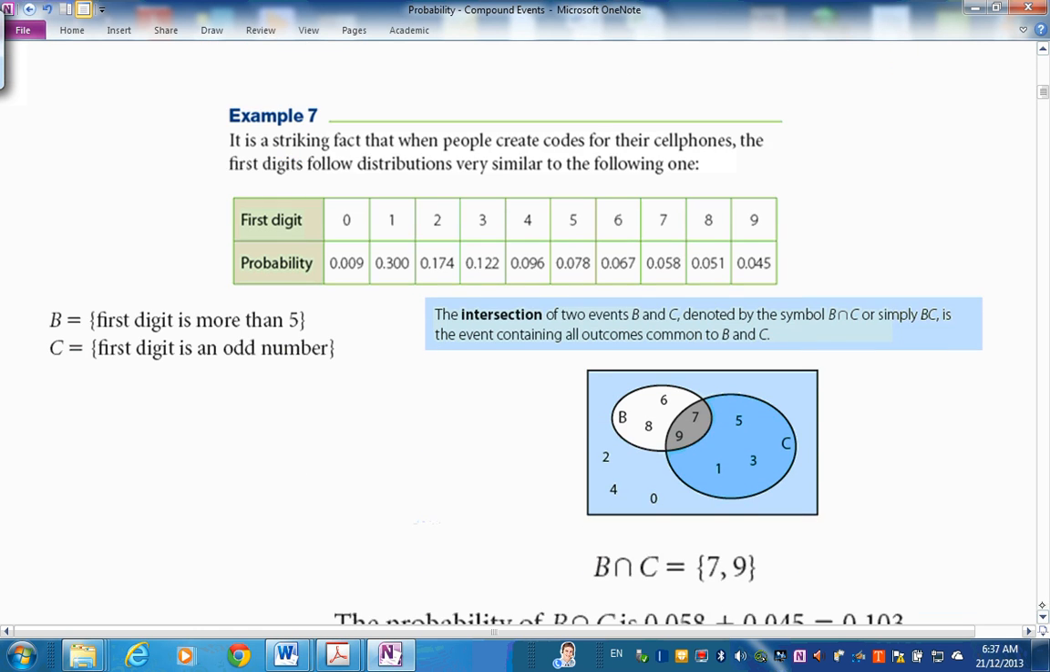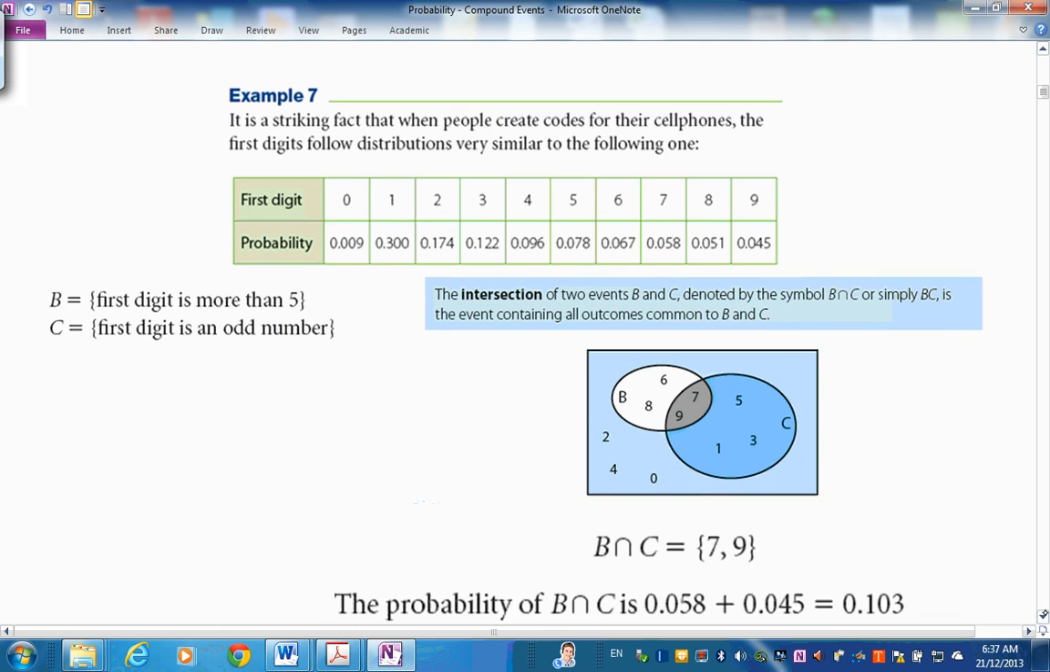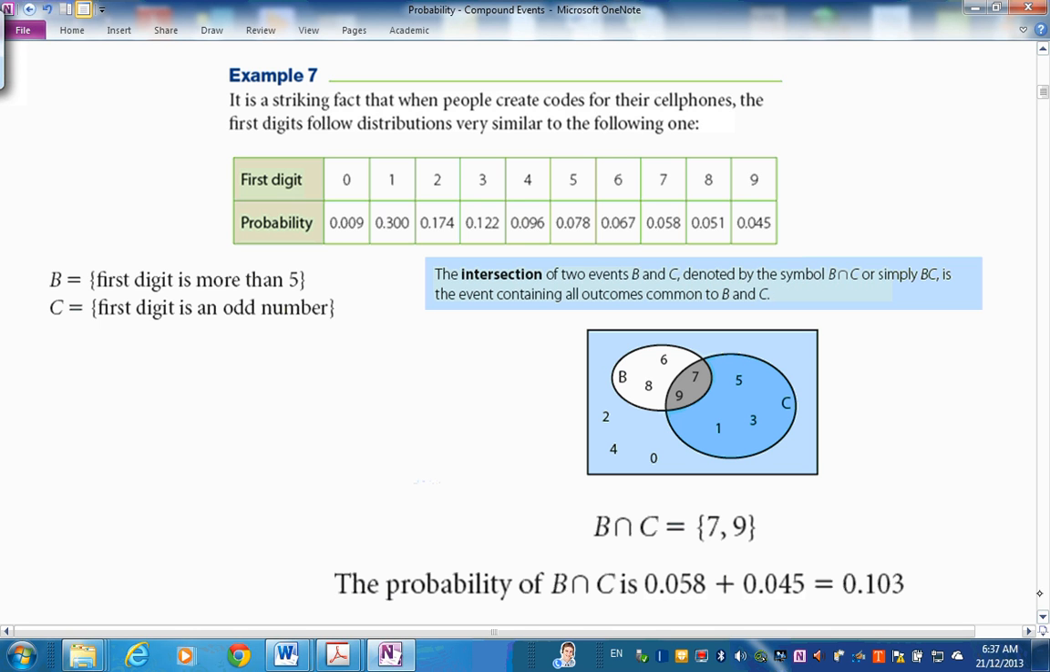at now. I'm taking screen clippings again here from Pearson's, and you might remember from the first presentation, example 7, it's a striking fact that when people create codes for their cell phones, the first digits they're talking about follow distributions very similar to the following one. In other words, some numbers from 0 to 9 are more popular than others, and there's the probability, and remembering now the sum of those probabilities should equal 1, because there aren't any other outcomes for choosing the first digit for your cell phone locking number.